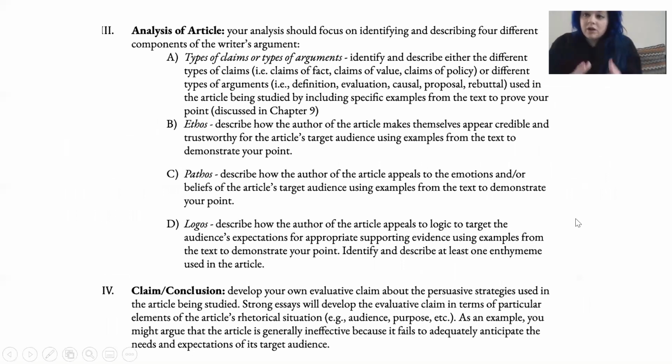The main bulk of your paper will be on this section right here, section 3. You will provide an analysis of the article, okay? So you will identify the claims or types of arguments. You can see what they are here. We're not going to get into that today. That will be for next week, but you will be doing that in your paper.